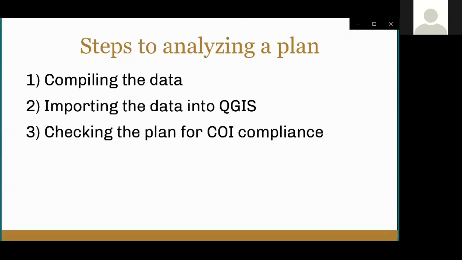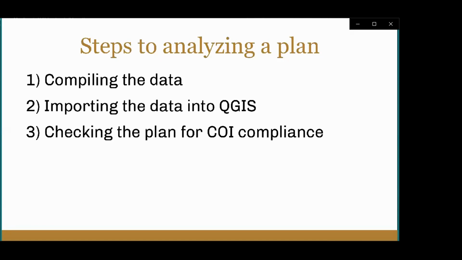So there's 3 steps, and the first step is compiling all of the data that you will be importing into QGIS, actually importing that data, and then manipulating the data so that you can check to see whether or not the COI and the redistricting plan are compliant with each other.